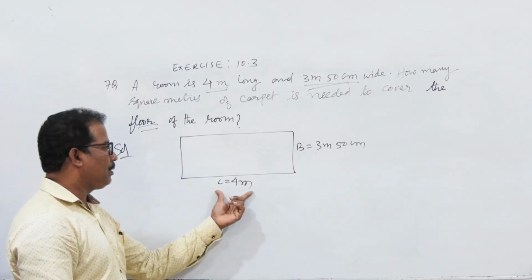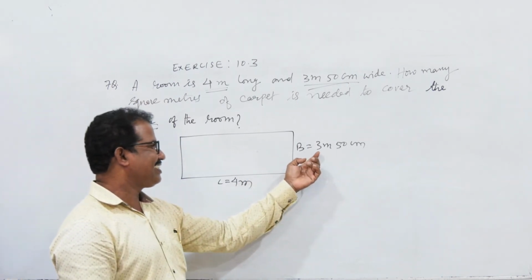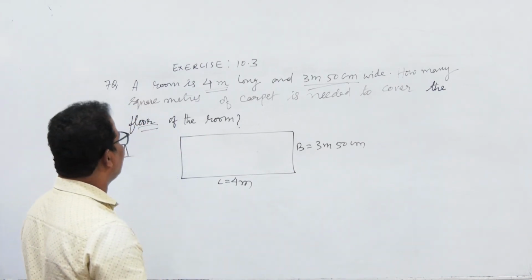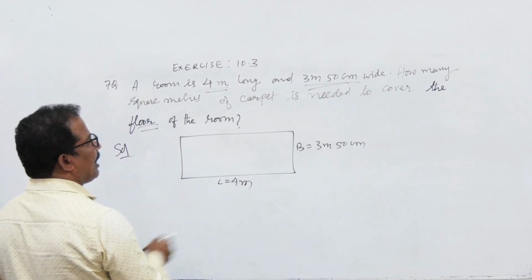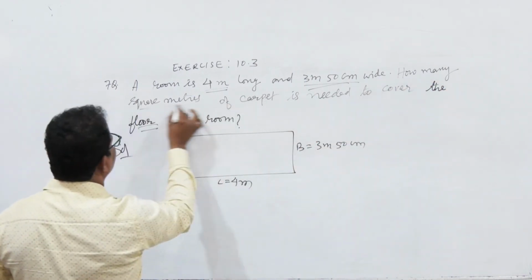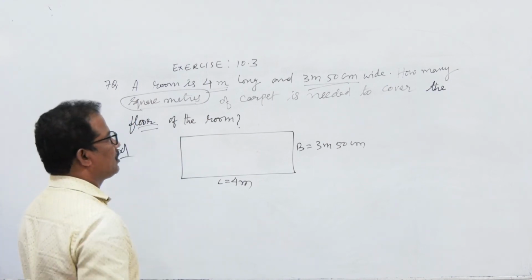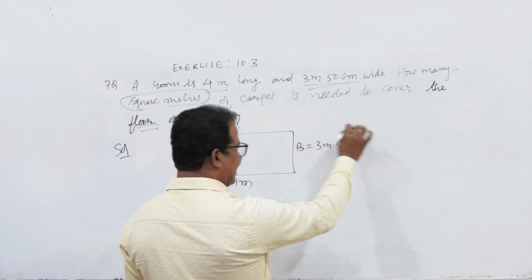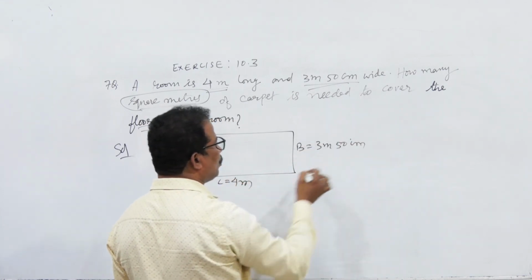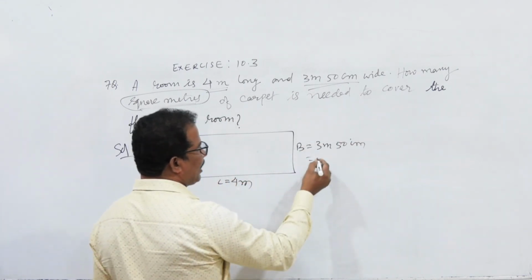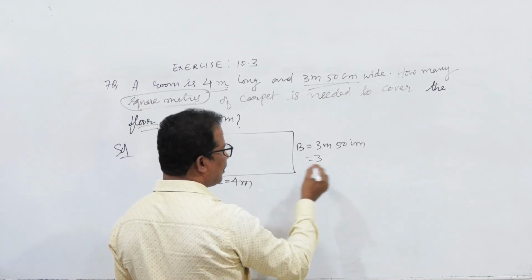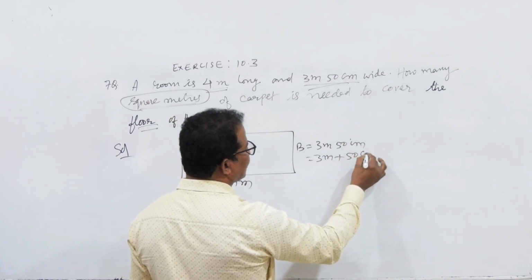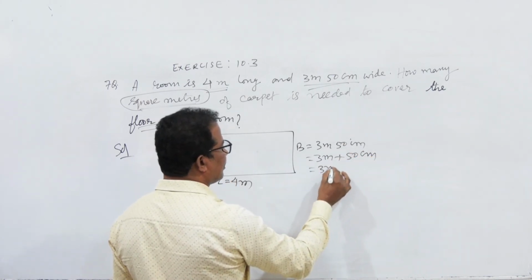Okay. So the length is completely in meters, but the breadth is in meters and centimeters. But we need to find the area completely in one unit, and they asked how many square meters. That means the area should be in meters only, so square meters only. For that we have to convert this centimeter unit completely into meters. So for this we have to break up like this as we did in the previous question: 3 meters, then 50 centimeters, so 3 meters plus.